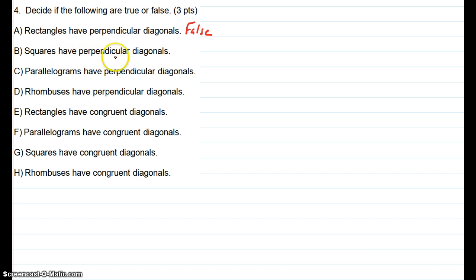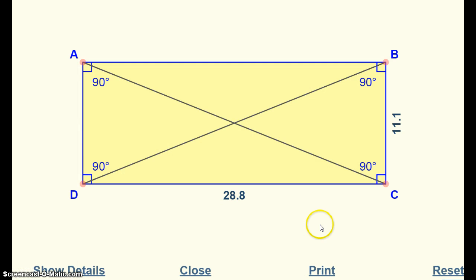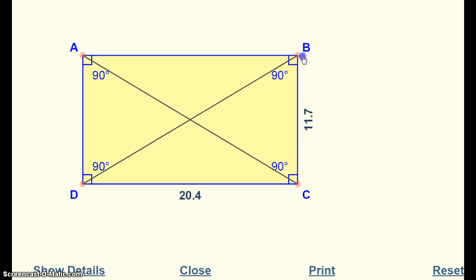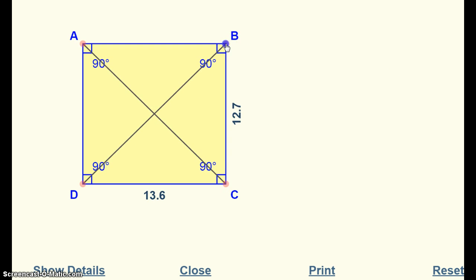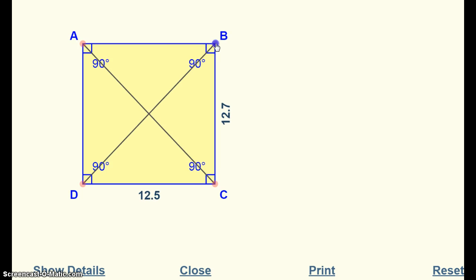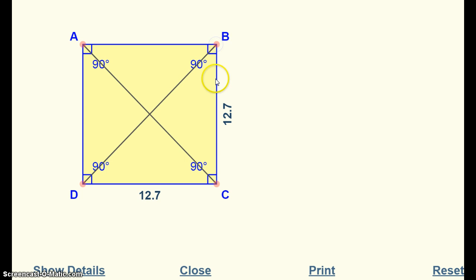So we know that this first one here is false. Squares have perpendicular diagonals. So if we look at the rectangle here and look at the sides, if we get the sides to be the same, now you can kind of see that makes a right angle. So when I make the sides of the rectangle the same, it turns into a square.